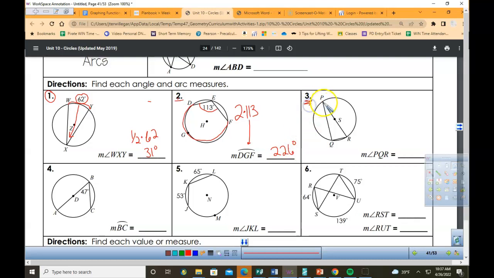On number 3, PQR intercepts a diameter. So I could do half of 180 is 90, or use my rule, that's 90 degrees.